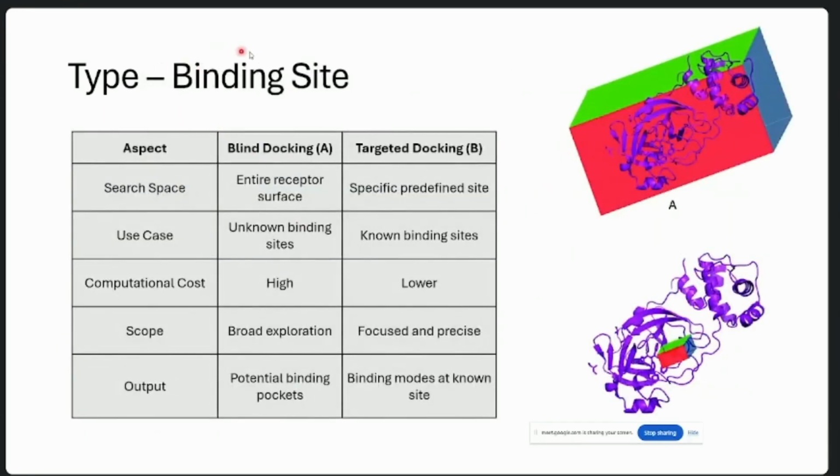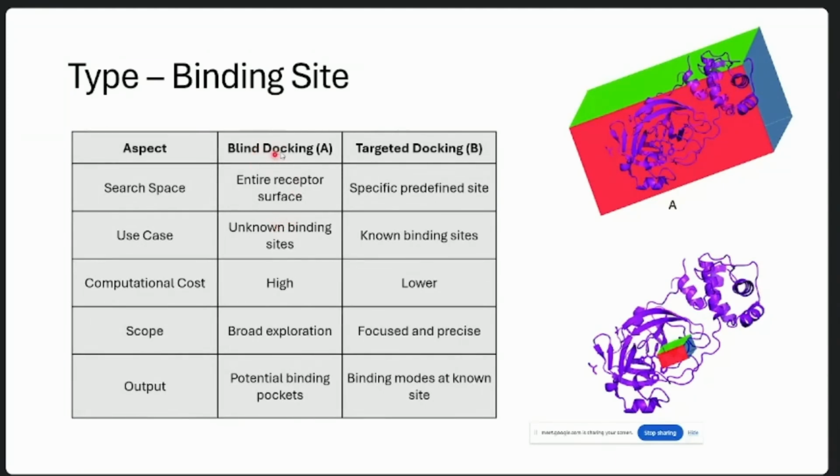So looking at the first classification category, which is the binding site, we have blind docking and we have target docking. And in the practical session, hopefully we'll try blind docking and we'll try target docking. From the name blind docking, we basically don't know where the binding site of the molecule is. So the search space is the entire receptor, or the entire macromolecule, technically. The binding site is unknown.